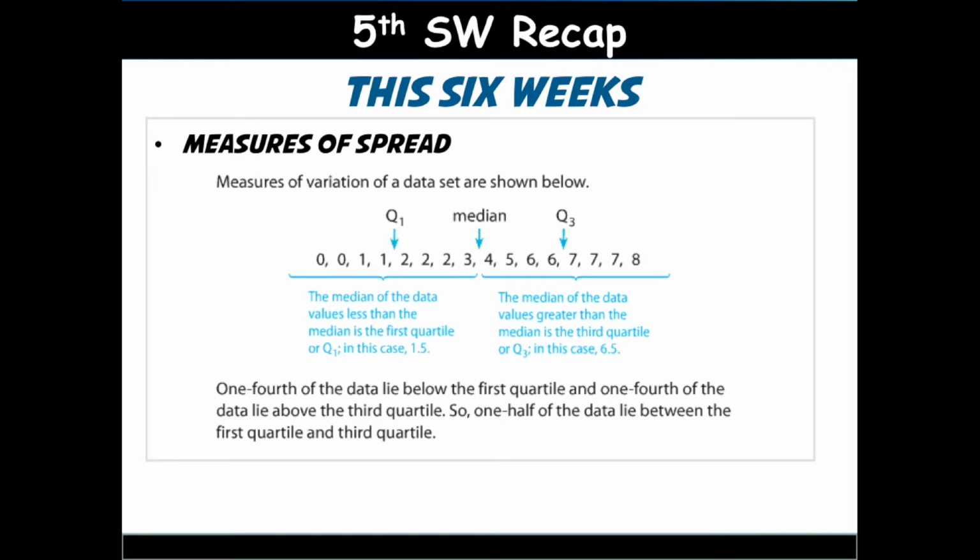So let's take a look at this. If I put my numbers in order, least to greatest, and find my median, can you see that arrow pointing to where the median should be? It cuts your data right in half. Now, if you look at the left side of your data, find the median of that lower half, and that is your quartile 1.5. Find the median of the other side of the data, the larger numbers, and you'll see that the median is 6.5. But instead of calling it median, median, median, three different medians, we're calling them quartile 1, median, quartile 3.